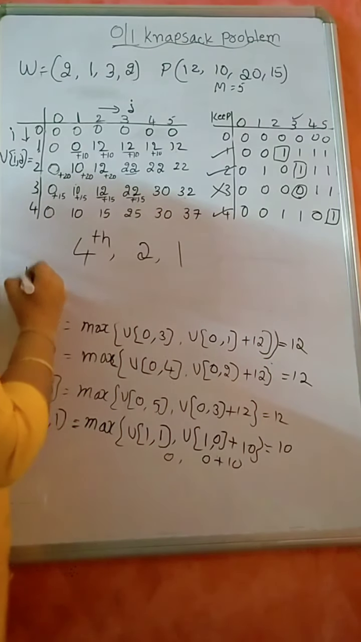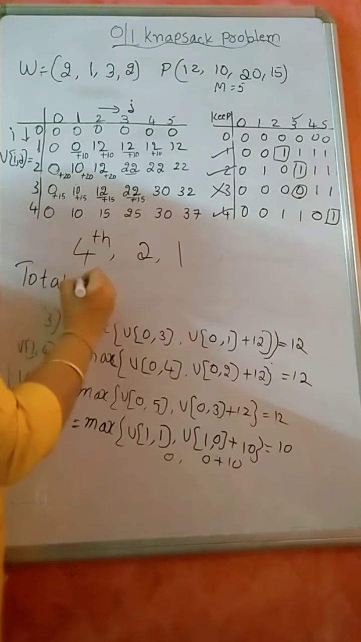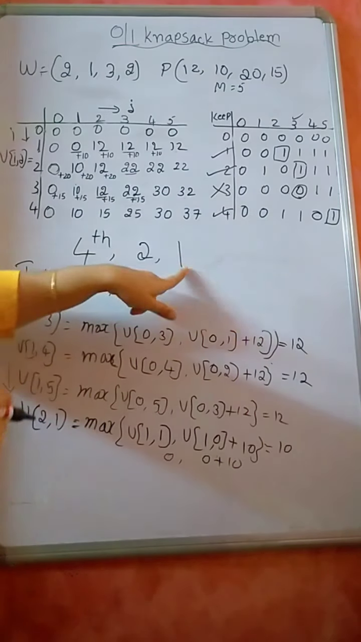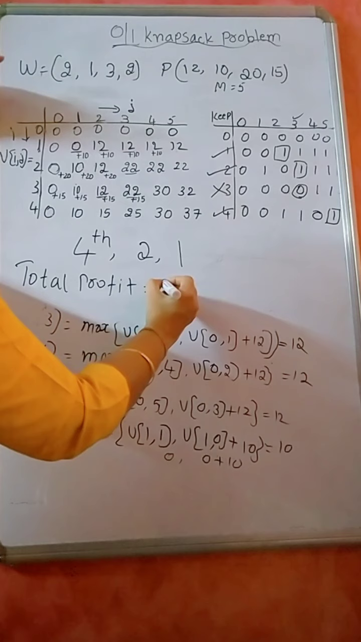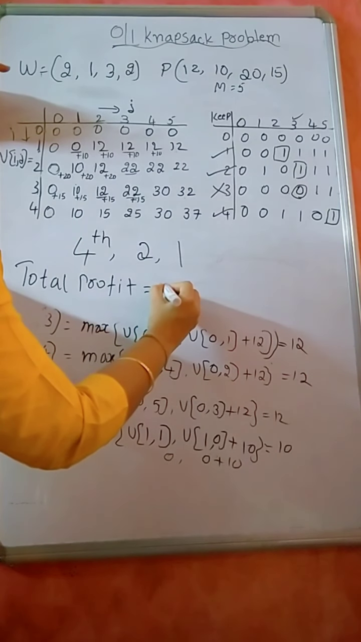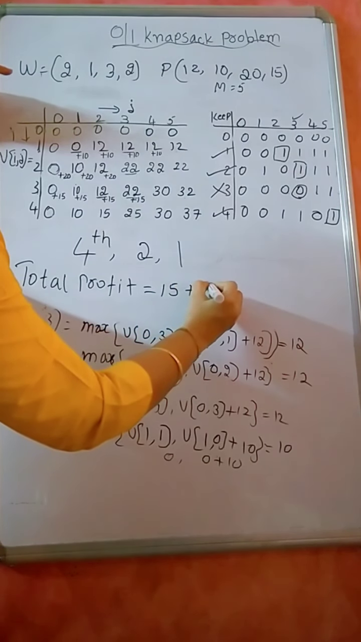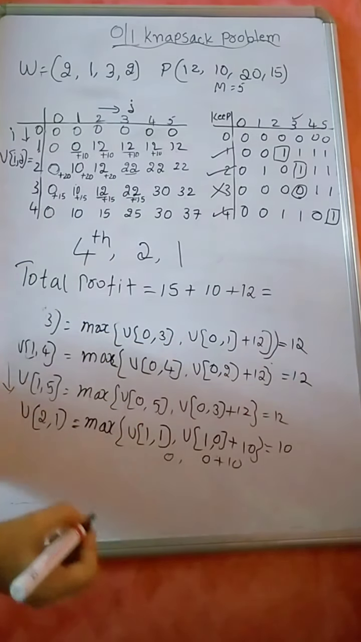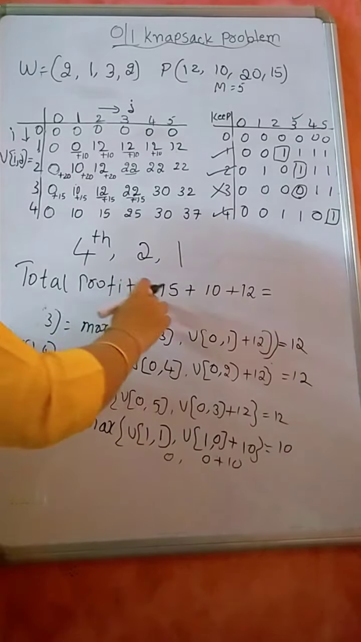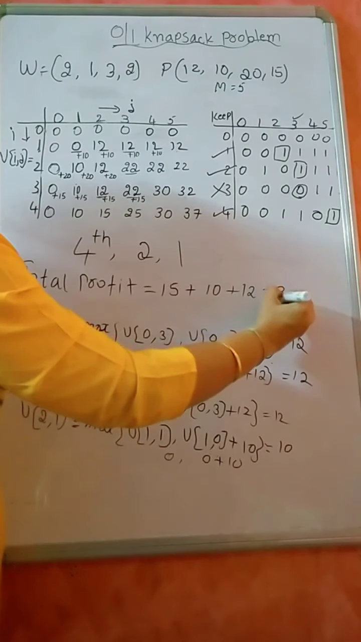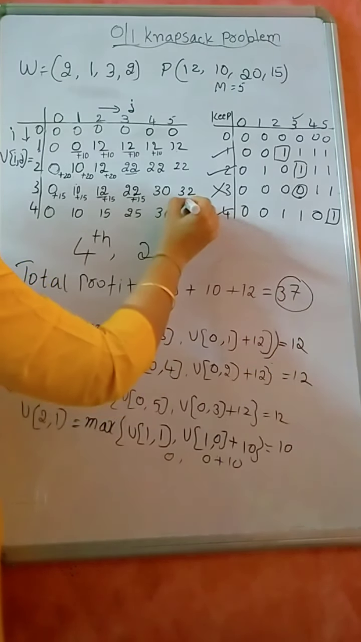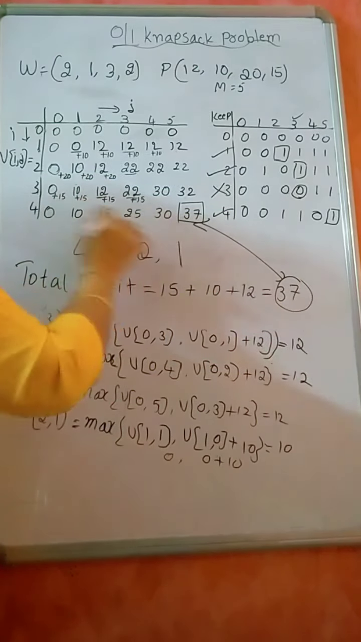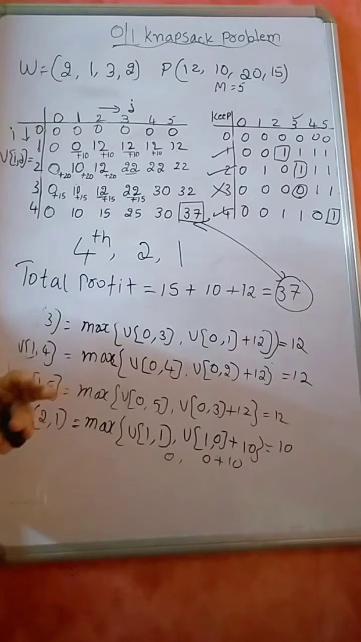What is the total profit you are getting? What is the profit of the first object? 12. Fourth object is 15, plus second object 10, plus 12. So how much total profit are you getting? 37. Does it match with this last entry? Yes, both match, which means the table I have constructed is correct.